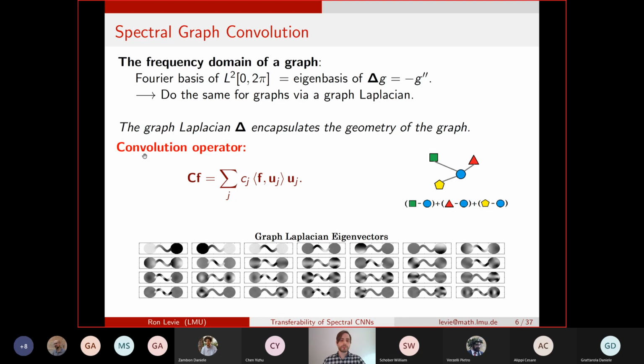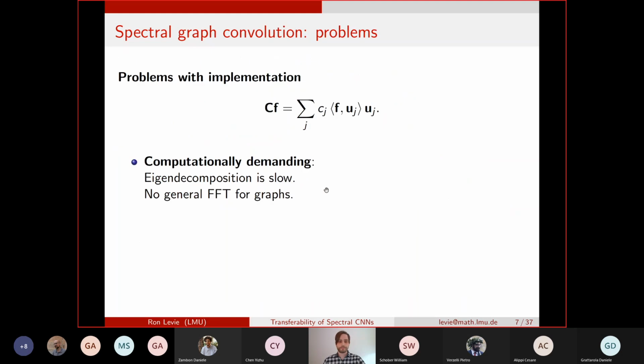Okay, and now a convolution operator on the graph is defined as follows. Given a signal on the graph f, I'll compute the frequency coefficients of the signal as the inner product of the signal with the different Fourier modes. These are the eigenvectors of the Laplacian. Then each frequency coefficient is multiplied by a different frequency response, and we sum up over the different frequencies. Okay, and choosing different filters is choosing different frequency responses, different c_j's.